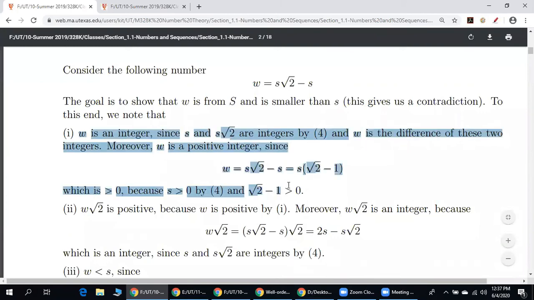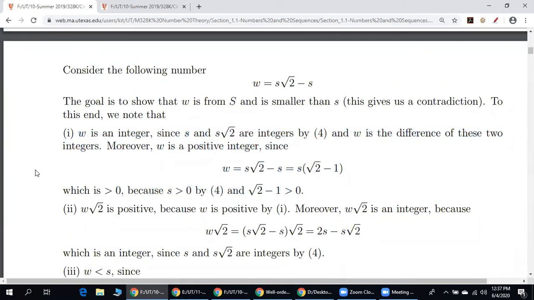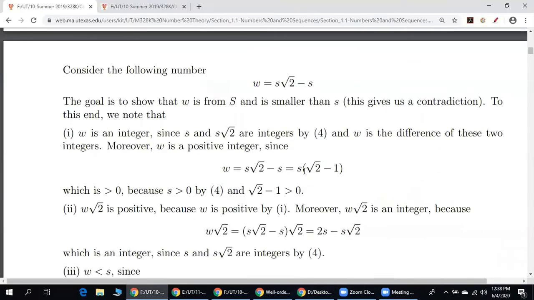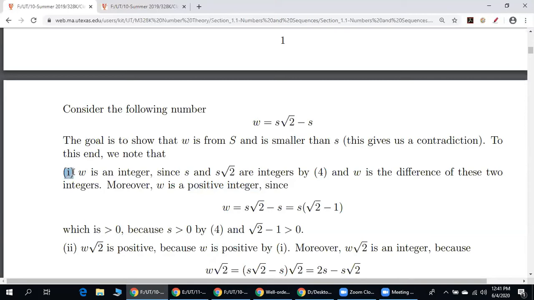Guys, any questions about this portion? So does square root of 2 minus 1 greater than 0 come from the calculation? So, since the function is increasing, and since square root of 1 is 1, square root of 2 is greater than 1. Therefore, square root of 2 minus 1 is positive. Did I answer your question? Yeah, thank you.